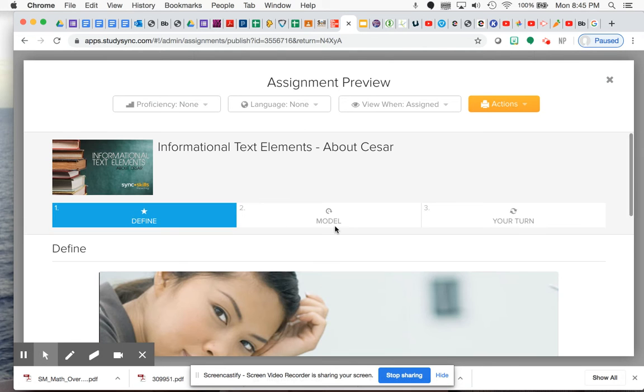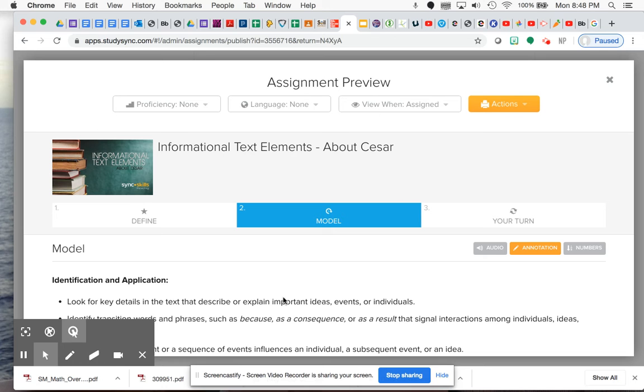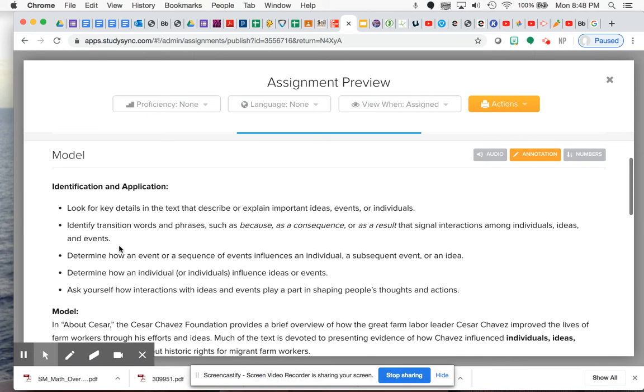In this case, when we're talking about the text, we're going to pay attention to how it describes Cesar's impact on people, different ideas, events in the world, and our history. All right, so let's look at the model tab. When we want to identify and apply, we want to look for key details in the text that describe or explain important ideas, events, or individuals.